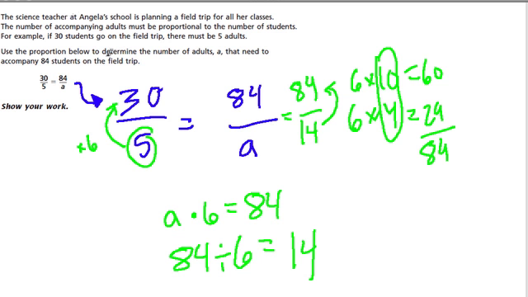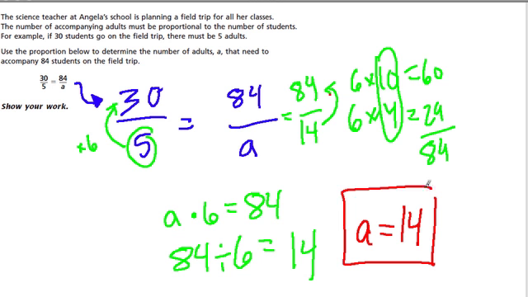Now let's just backtrack in this problem and make sure this makes sense. So here the answer, I want to write this down so they can't miss it, A equals 14. The science teacher at Angela's school is planning a field trip for all her classes. The number of accompanying adults must be proportional to the number of students. For example, if 30 students go, so this is the students, there must be at least 5 adults.